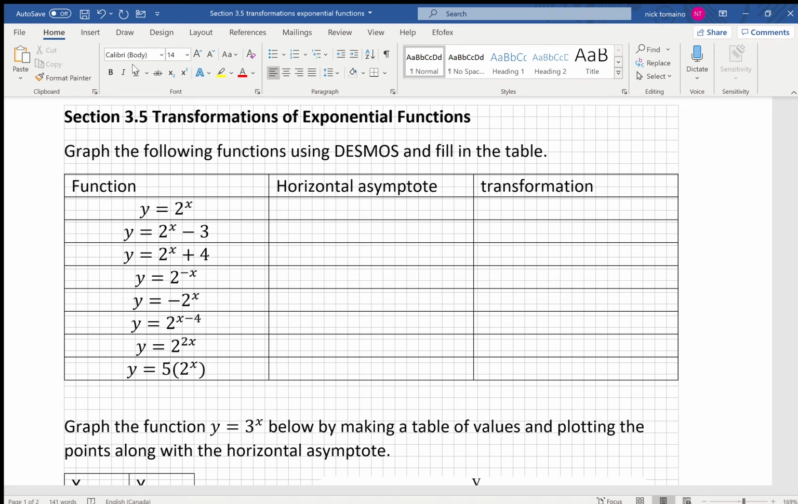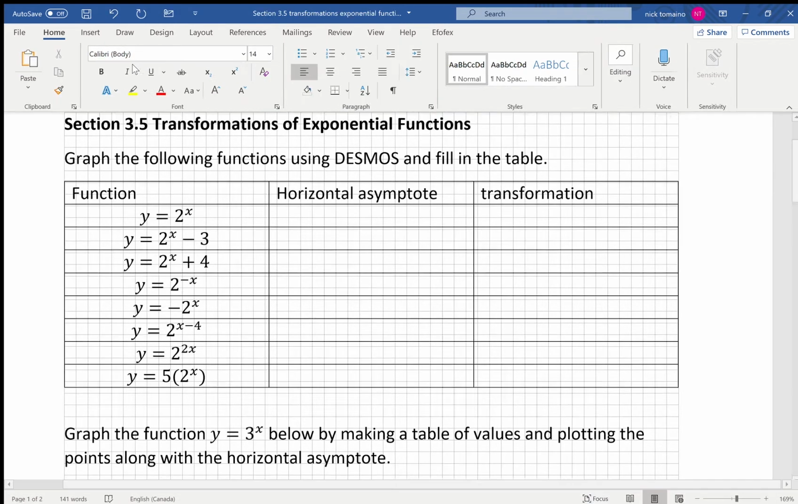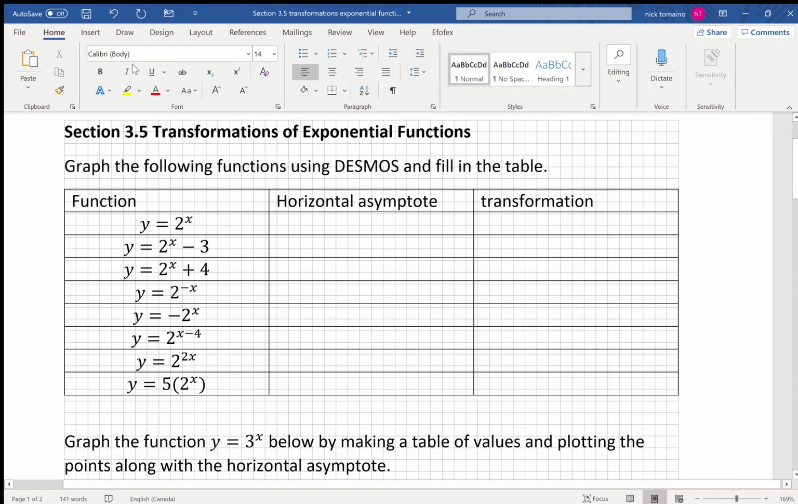Again, today we are going to look at section 3.5, transformations of exponential functions. And this really isn't anything new. It just follows along from our transformations, which we did last unit. The only difference now is we're dealing with a different base function, which is an exponential function. So for the first part, I'm asking you guys to graph the following using Desmos and fill in the table. So I want you to go through and do this on Desmos here.